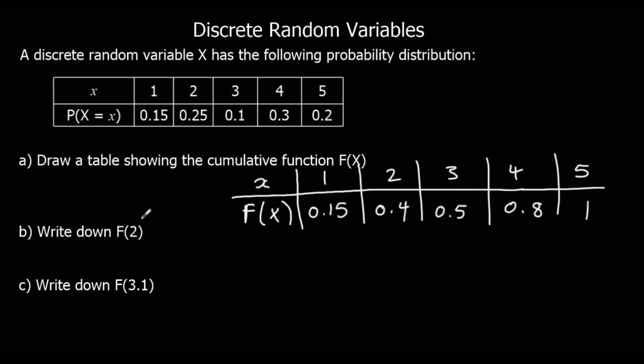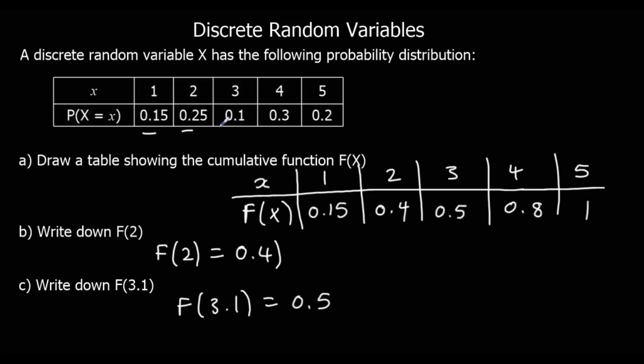Write down F of 2, so the cumulative for 2. Everything up to and including 2. So F of 2 is 0.4. Write down F of 3.1. So everything up to and including 3.1. So that's 0.5. So everything up to and including 3.1 means 1, 2, and 3.